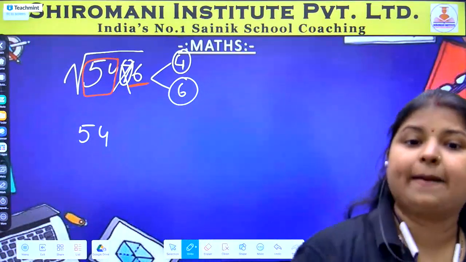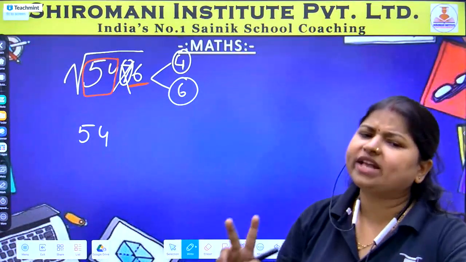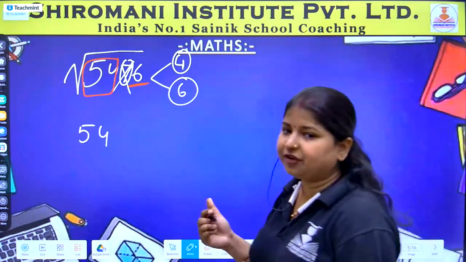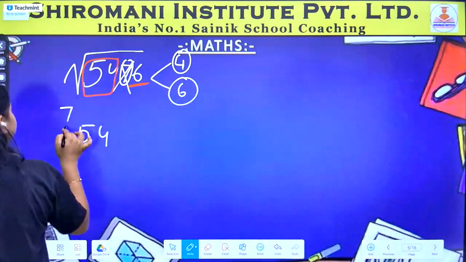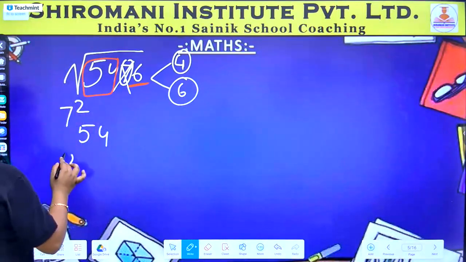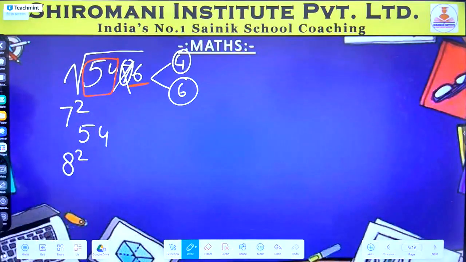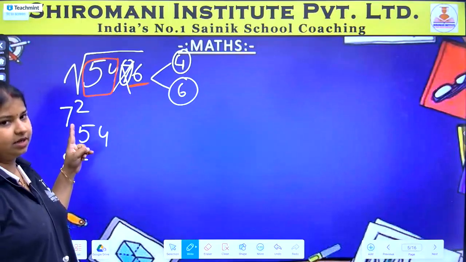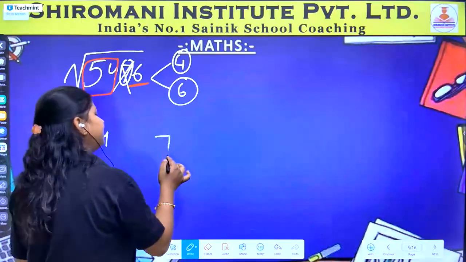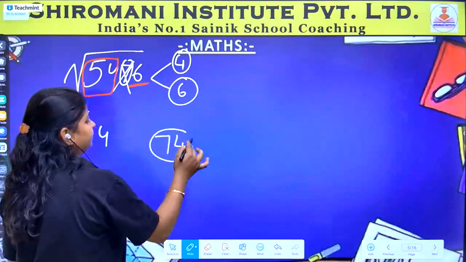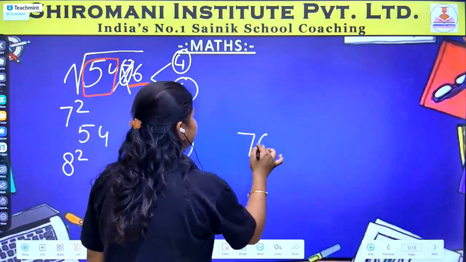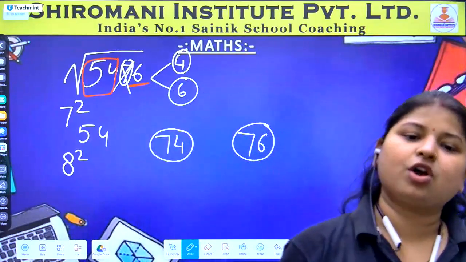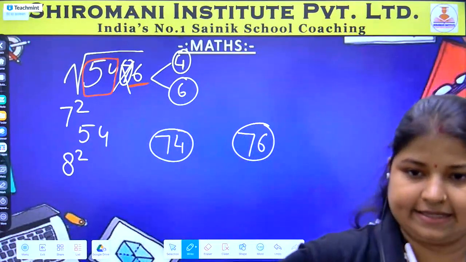54 comes between which two square numbers? I know that 54 comes between 7 ka square, that is 49, and 8 ka square, 64. I have to always take the lesser number. So my answer will be either 74 or 76.